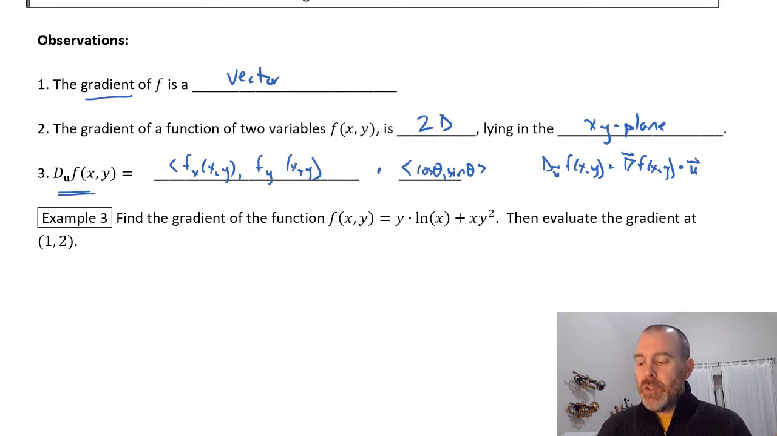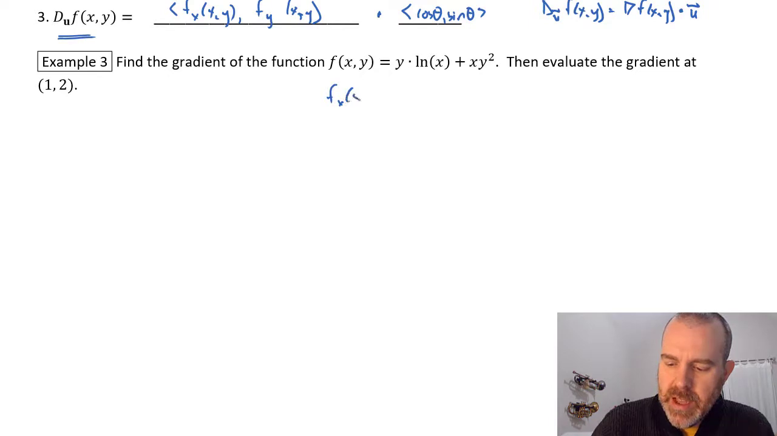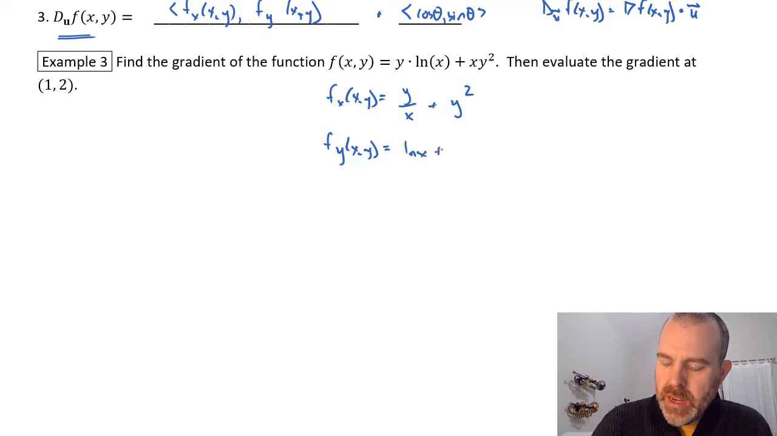All right, so let's do an example. We are going to find the gradient of this particular function and then evaluate the gradient at a specific point. So that's easy enough. Find the derivative with respect to x. Y is a constant. Derivative of natural log of x is 1 over x. Y squared is a constant, so we'll just have y squared. And then the partial derivative with respect to y, natural log of x will be a constant, and then the partial derivative there, 2xy.